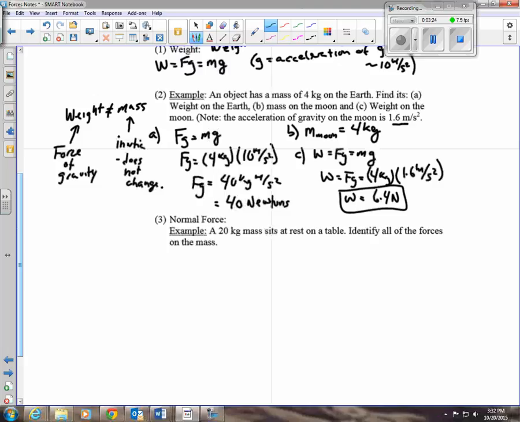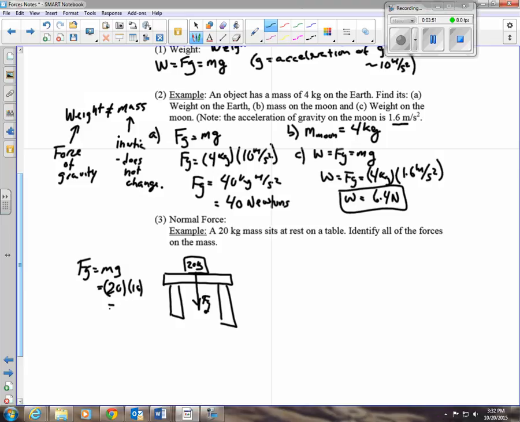Next thing is normal force. So we're going to try to draw this. We have a table. We have a 20 kilogram mass sitting there. We want to identify all of the forces on the mass. So there's a force of gravity down. And over here we can do Fg equals mg, 20 times 10. That's going to give me 200 newtons. So say the force of gravity is 200 newtons.